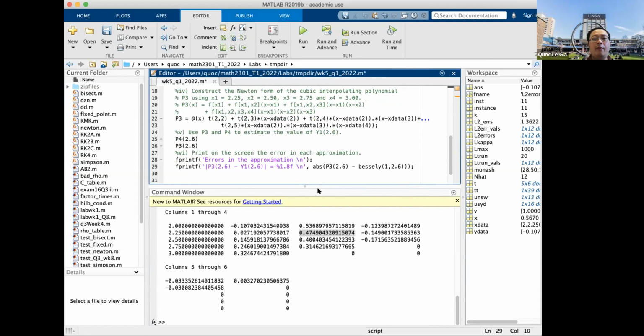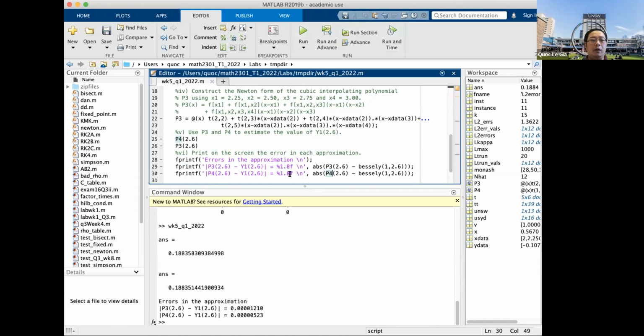You can do the same for P4 before. So we just put this one to be P4, and this one is P4. Now let me run it. We've been computing P3 before, but now it's time to run it to see whether this is working or not. Let me hit the run button.